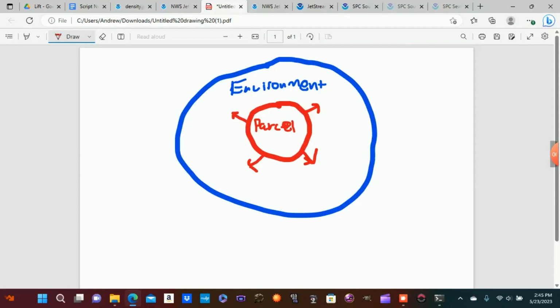So the red circle is our air parcel, and the blue circle here is the environmental air that surrounds the air parcel. So the example here demonstrates what we call latent heat release, and this is the heat release from the air parcel to the environment. And so this heat release results from condensation as it heats the surrounding environment. As long as the parcel continues to remain warmer than the surrounding environment, then it will continue to rise through the atmosphere.